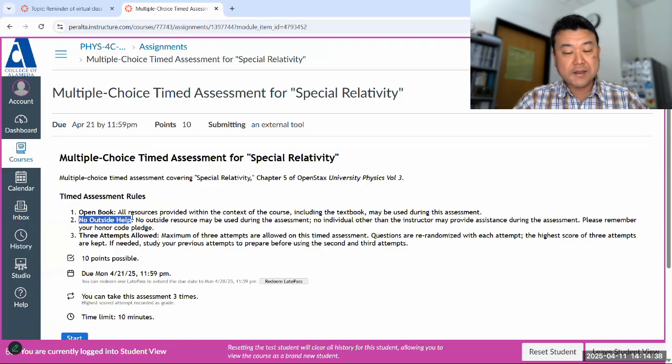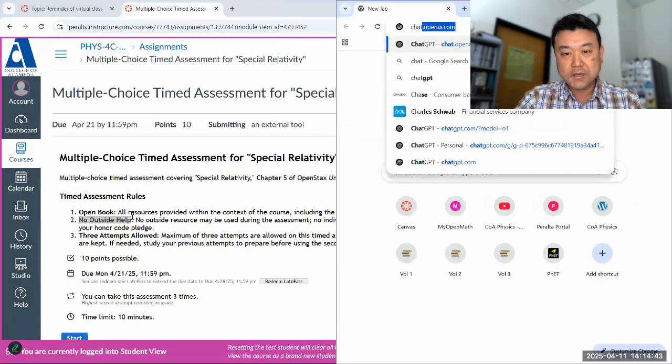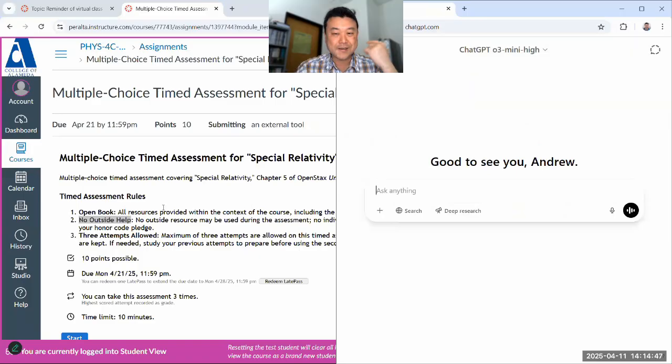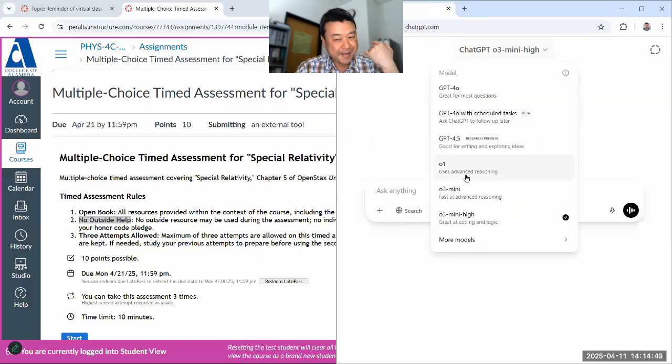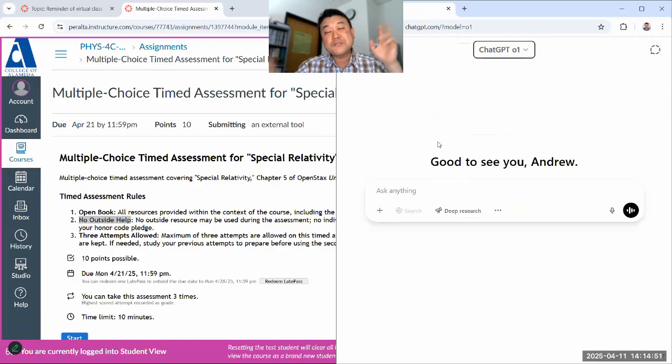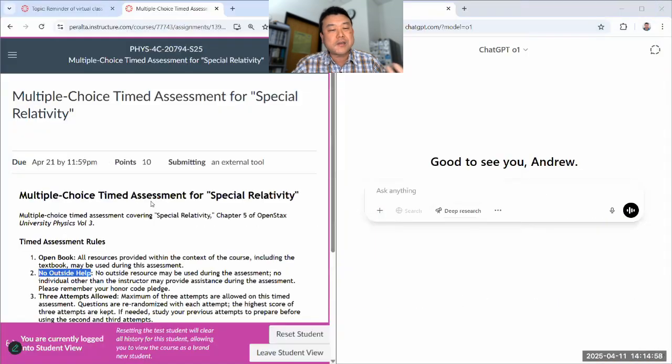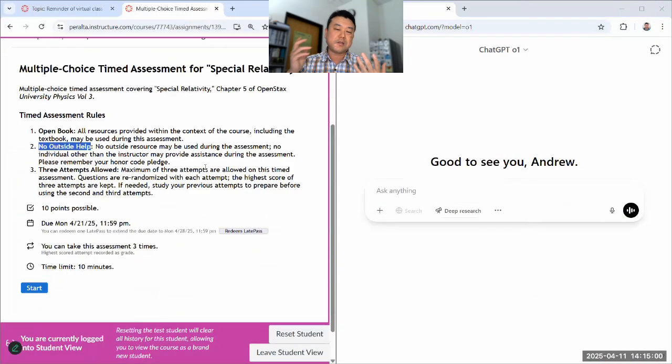I'm doing this not as a demo in the sense that you should be doing it, anybody should be doing it, as opposed to the example of using ChatGPT as a tutor. Here I'm not using it as a tutor. And even if you are using it as a tutor, again, no outside help. It's a timed assessment.